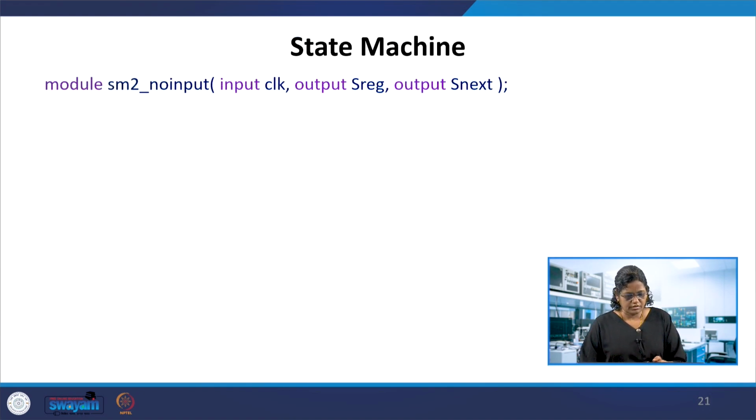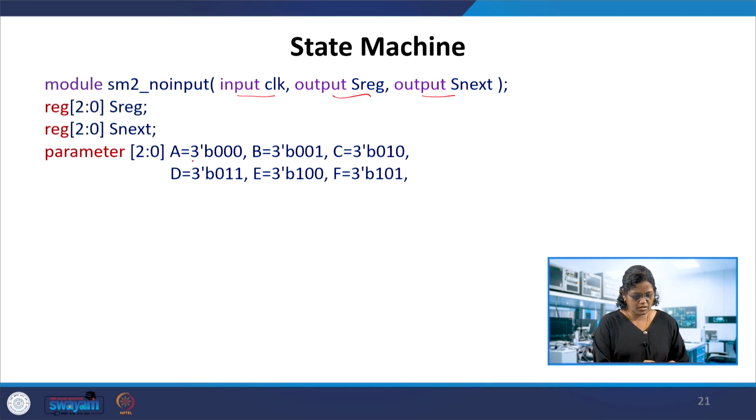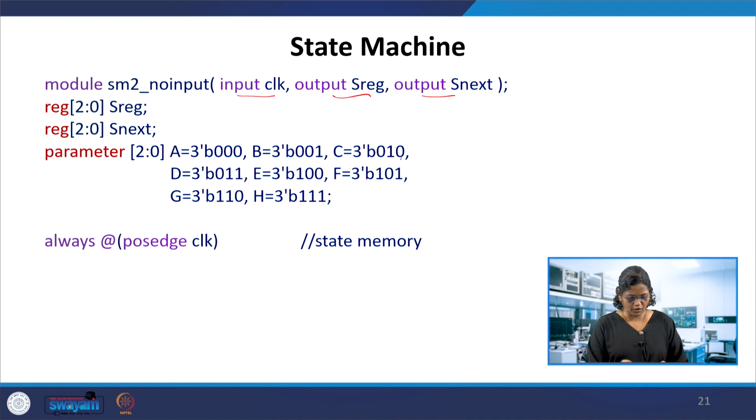For this, there is no input here, so you can mention only the clock as input, and S reg and S next. S reg is next, and for the bits, the parameter, we can have 0 0 0, 0 0 1, and so on. So 3 bits are defined, with all the 8 states defined using the parameter.